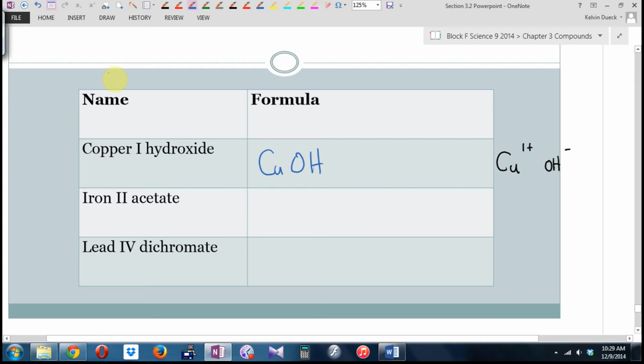What if they had said, don't write this down, what if they had given me, what's another charge that copper can be? 2? What if they had done that? Well, then I'd have a charge of 2 here. I'd have 2 there. Oh, you have the next one is copper 2 hydroxide? Doesn't appear on mine for some reason.